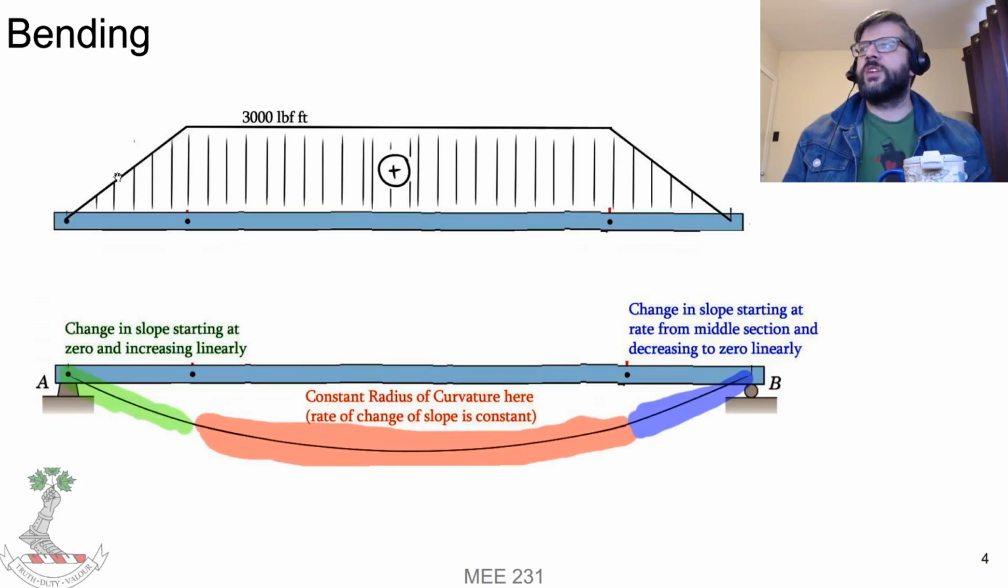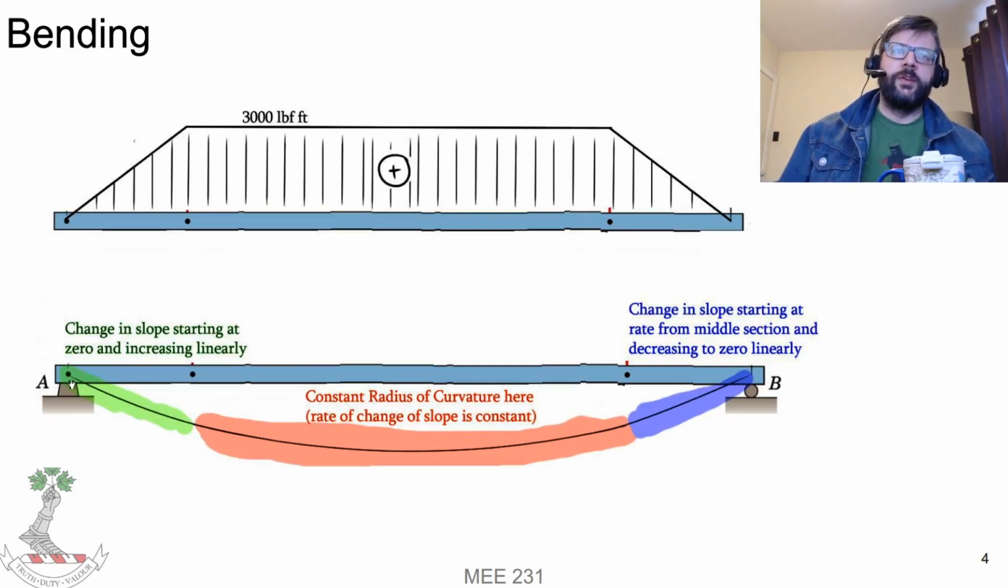Whereas in this section here, and in this section here, it's not going to be a constant radius of curvature. At this point here, the radius of curvature is actually infinite, because at that point, where the bending moment drops down to zero, there's no curvature going on at all. So it's effectively straight at that point. And then once a bit of bending moment builds up, the change in the slope starts at zero and then increases linearly. So again, that doesn't mean the slope's positive, but it means it's increasing.